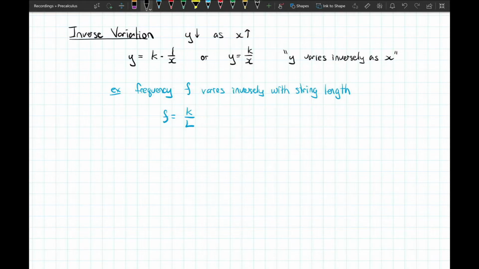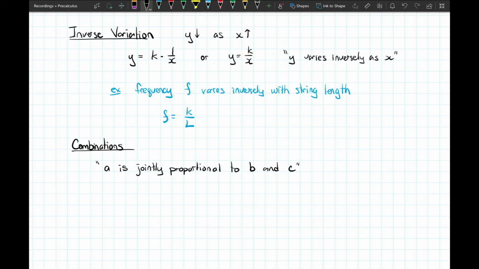Now, it's quite possible that there's more than one variable. Frequency, for instance, isn't just dependent on the length, it's also dependent on the tension of the string, it's also dependent on the thickness of the string. So, when we start getting combinations of multiple relationships, then we have a little bit more confusing wording, but we can still always have a constant of proportionality.